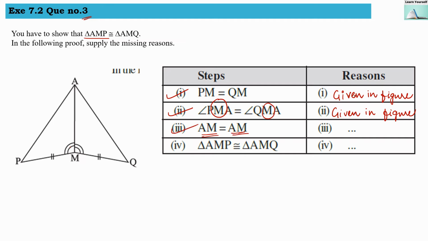Now the third one, AM is equal to AM. So yes, obviously AM is equal to AM because it is a common side for both triangles. And here we can see side, angle, side. So one side is there, this angle, and again one more side. So as per SAS criteria, these two triangles are congruent with each other.